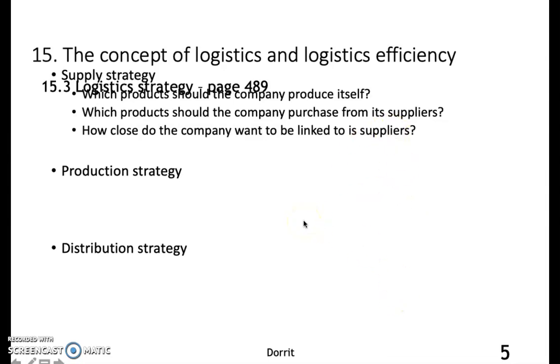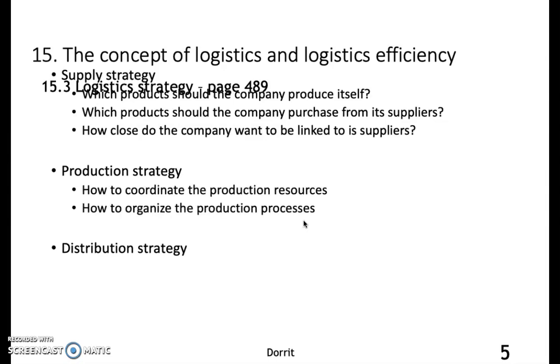Which products should the company purchase from its suppliers? There are also products that have a history, have a quality that makes it difficult to actually make this shift towards your own brand. How close does the company want to be linked to its supplier? Also, production, also really a dilemma.